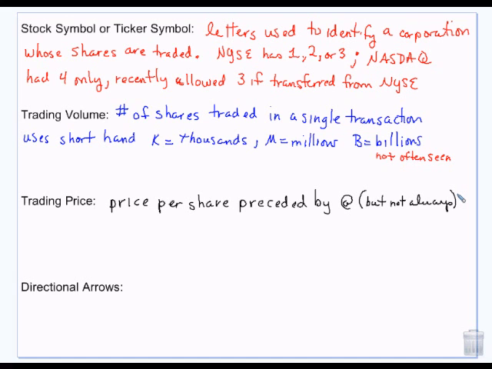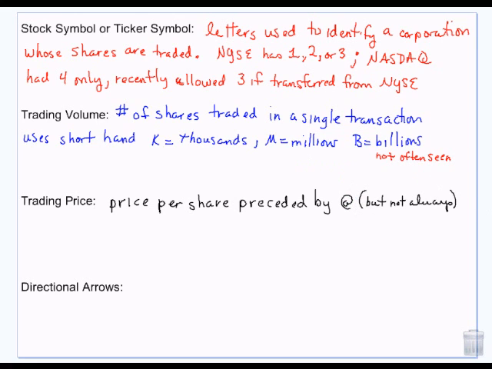The trading price is the price per share, and it's usually preceded by the at symbol, and precede means the at comes before. So it'll be like BAC 4K at 23.50. That means 4,000 shares of Bank of America sold at $23.50 each. But the at is not always in there. It depends on the ticker company, or who's putting it out.